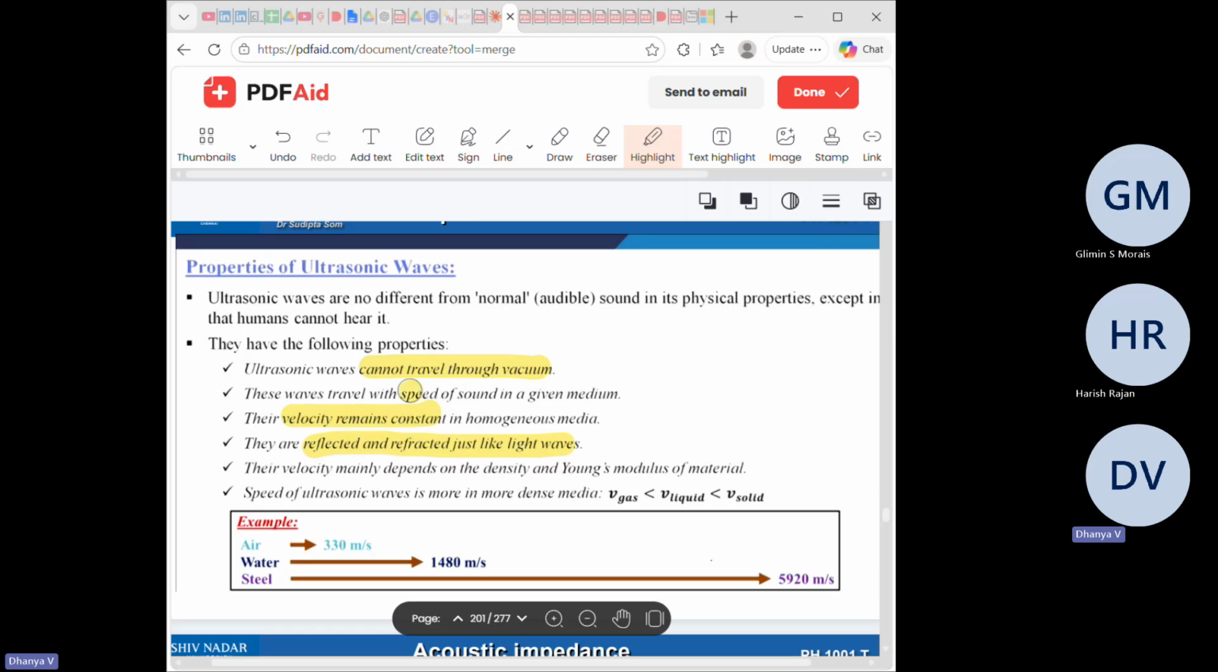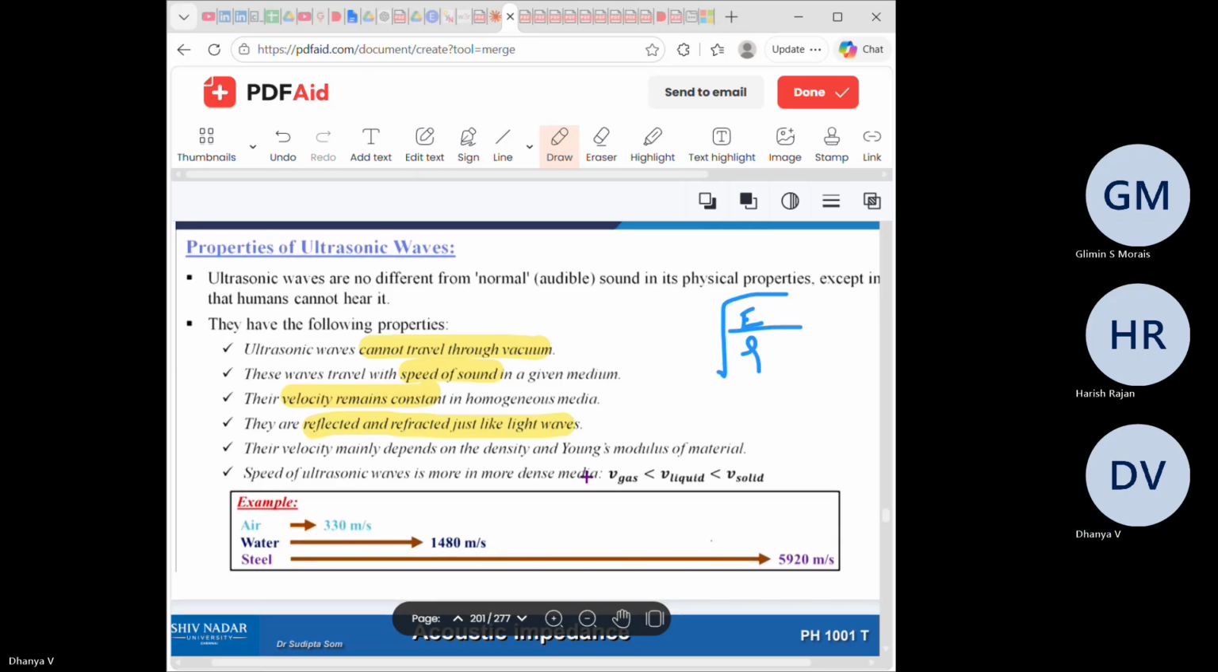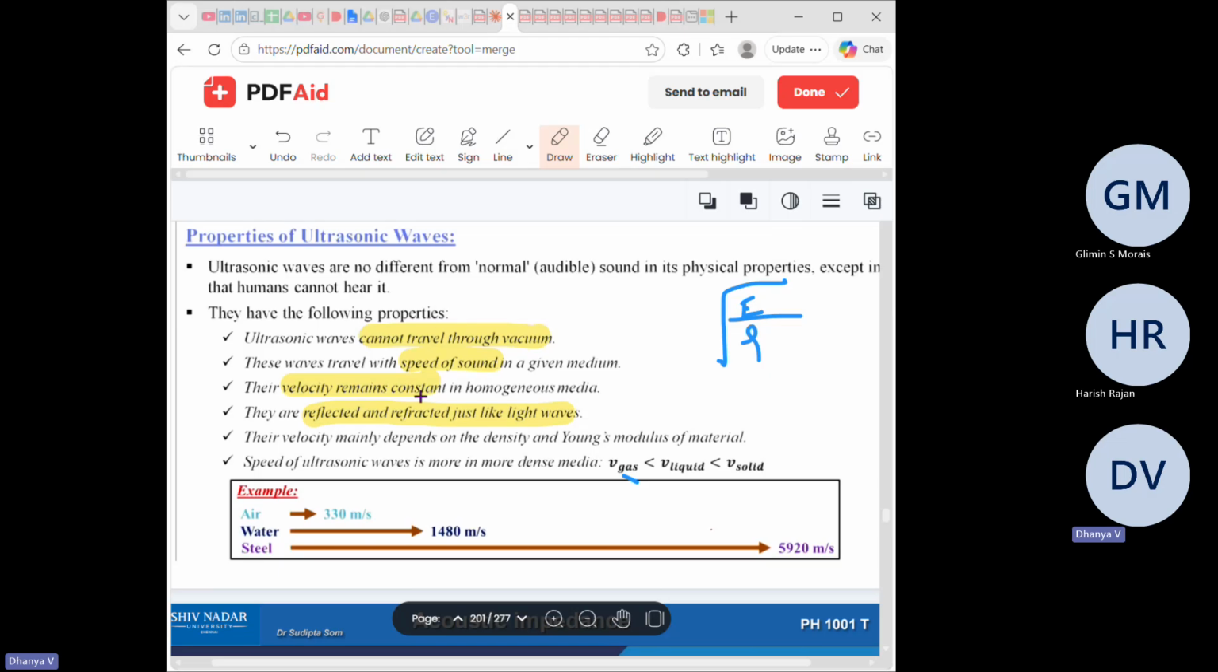These waves travel with the speed of sound, and their velocity mainly depends on the density and the Young's modulus. We previously saw the formula also, right? It was root of E by rho, that formula. So it depends on, I think, 1 by 12 into root of E by rho. And then the speed relation is based on the dense media. So if it is less dense, speed is less, like that. It goes on. So all of these points you need to remember.